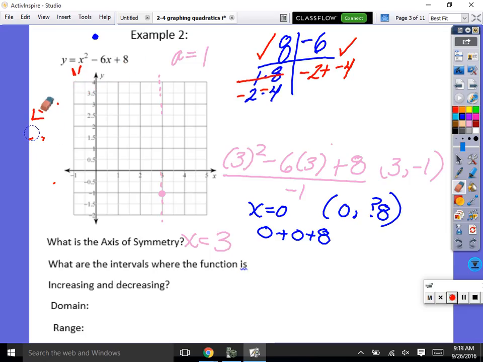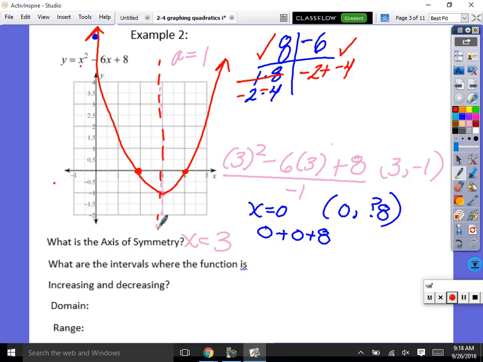Okay, so our quadratic was crossing at positive 2 and positive 4. So positive 2 and positive 4. And our y-intercept is up there, so now we can graph this. And our axis of symmetry was right there. Okay, let's answer the questions. What's the axis of symmetry? It's x equals 3. We've already answered that.